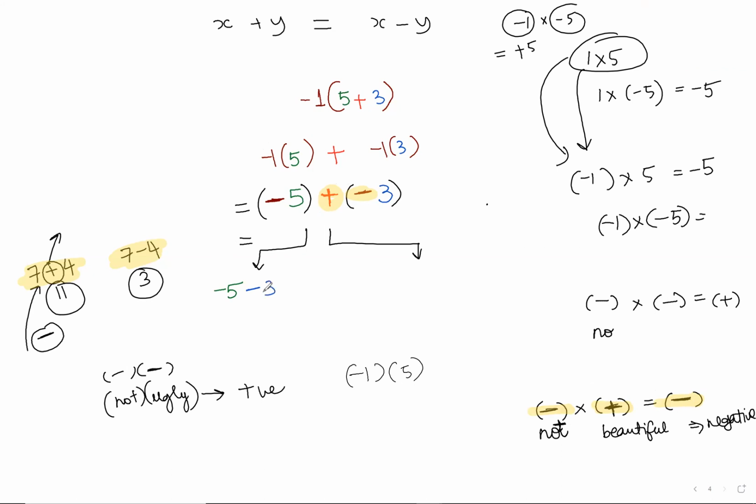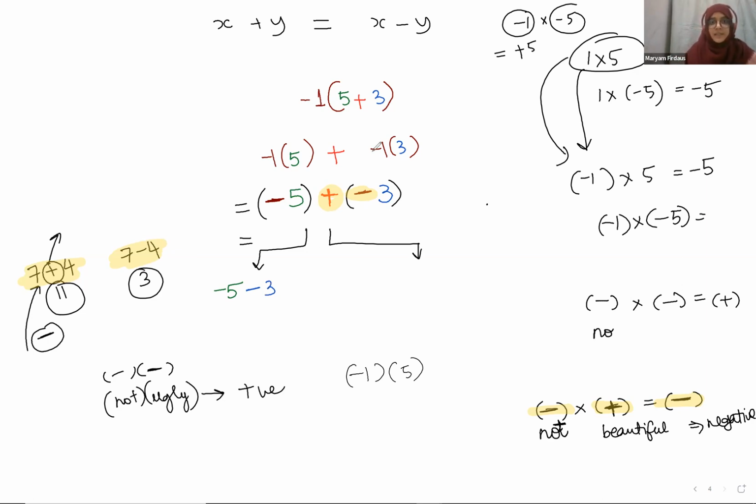Yeah, but why can't we write it as -5 minus -3? I didn't get your question, Hiba. Can you repeat? Why can't we write it as -5 minus -3? Okay, I got your question.